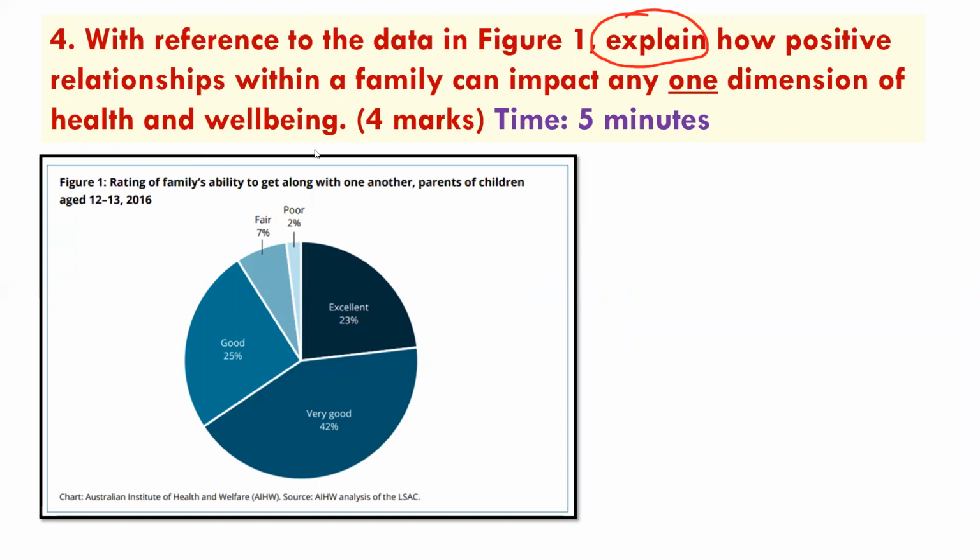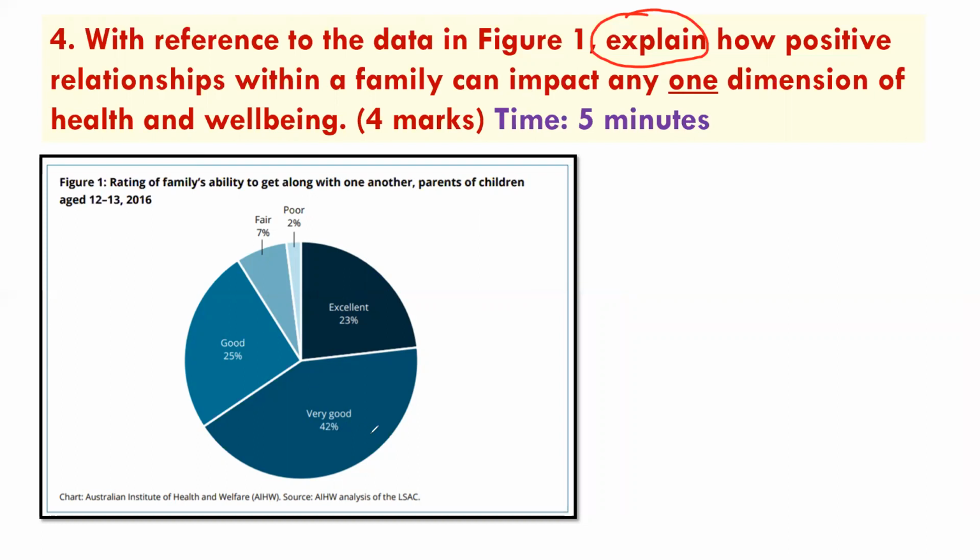You don't have to use the data here. You can if you want to, but it's not going to influence your marks in any way. It's more about the explaining. So you're linking it to one dimension. Oh, sorry, you do have to use the data here. I didn't read the question properly. With reference to the data. So you do need to include the data here, and then you need to link that data to how it impacts one dimension of health and well-being. So you can choose any bit of the data.